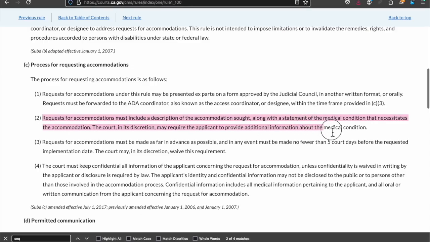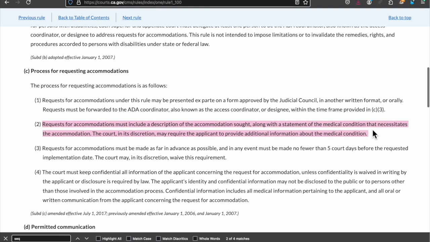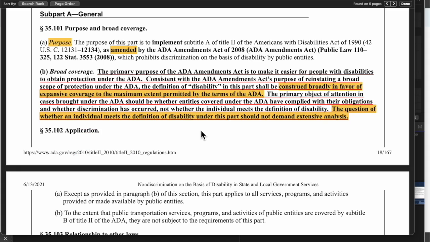Request for accommodation must include a description of the accommodation sought, along with a statement of the medical condition that necessitates the accommodation. The court, in its discretion, may require the applicant to provide additional information about the medical condition. This is highly intrusive and is not required under the ADA Title II. And this is an intimidating piece of rule that the court uses to interfere with the equal access of individuals with disabilities. This is 28 CFR 35.101.